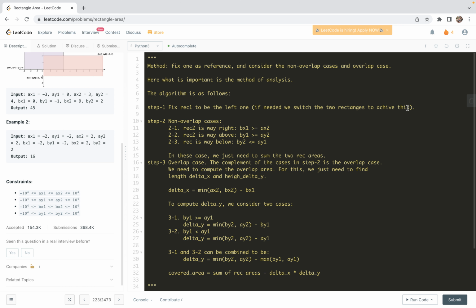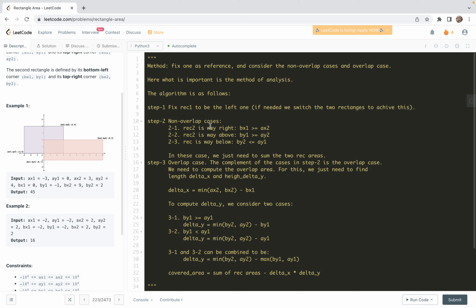Step 1, we are going to fix rectangle 1 to be the left one. This can be easily achieved by comparing the first coordinate in the bottom left corner, right? If needed, we just need to switch the two rectangles to achieve this. Therefore, after step 1, we assume rectangle 1 is on the left.